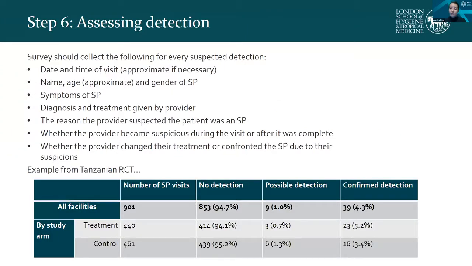So if you suspected a standardized patient visit, can you tell us these details about the patient? And that's how we then try and define that patient as whether they were detected or not. This is an example from our Tanzanian RCT. So you can see that there are some standardized patient visits that I had to define as possibly detected, where the provider described a patient who was in some ways similar to the standardized patient we sent, but wasn't able to give us enough detail or a name such that we defined it as a confirmed detection.